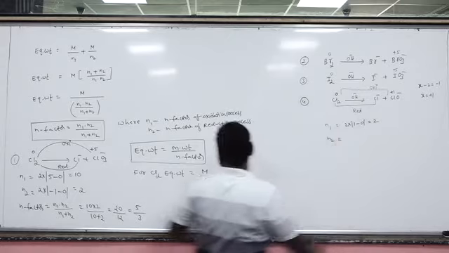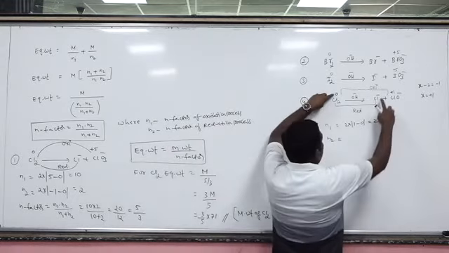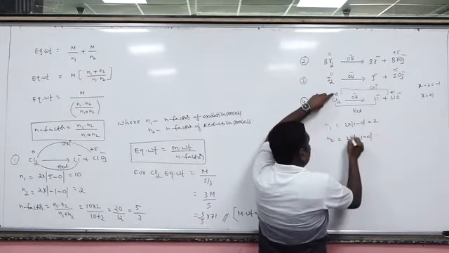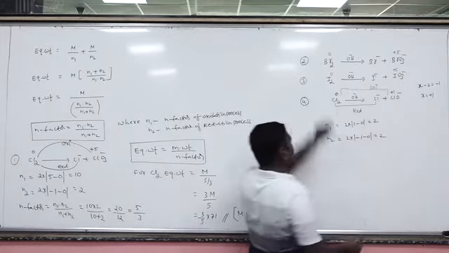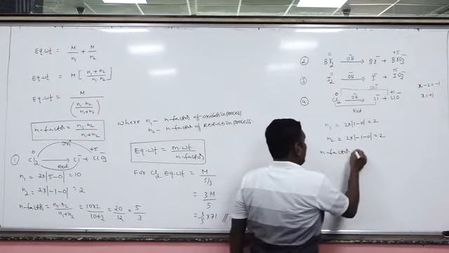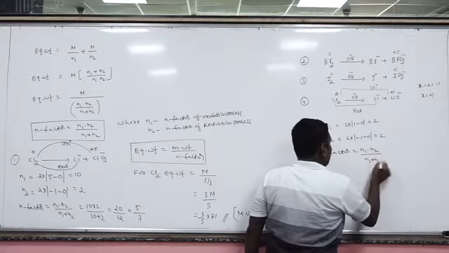Now here N2. What is the N2 here? N factor regarding the reduction process. In the reduction process it changes from 0 to -1. So the change will be 1 per atom. There are 2 atoms, so the total change will be 2. What is the effective N factor here? N1 into N2 by N1 plus N2.